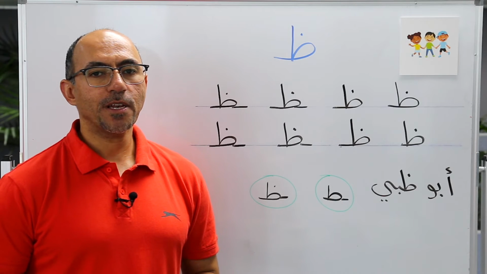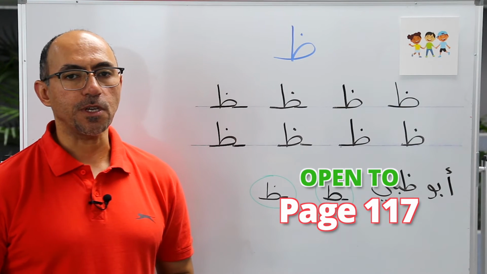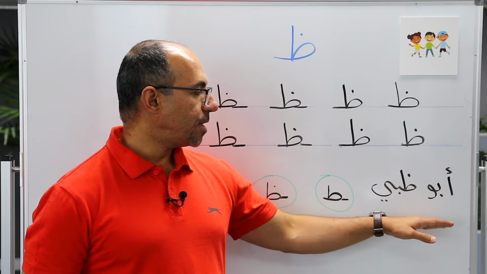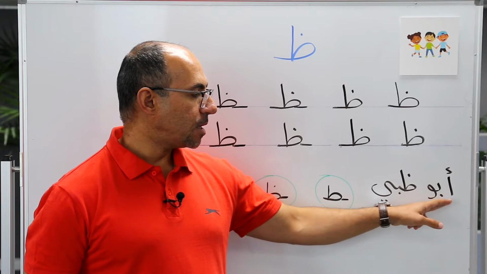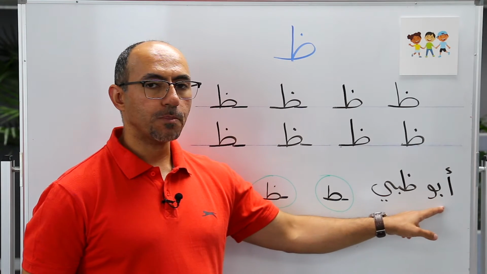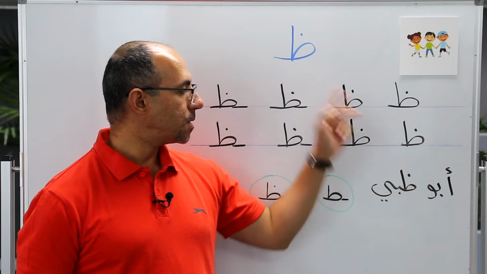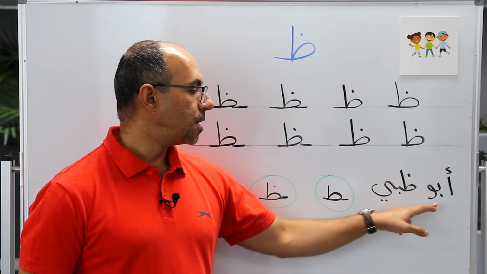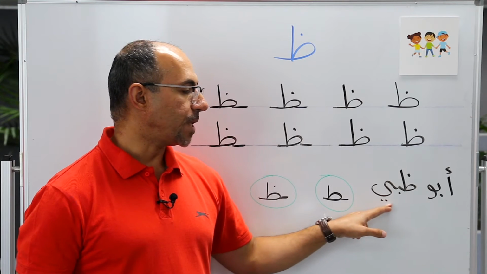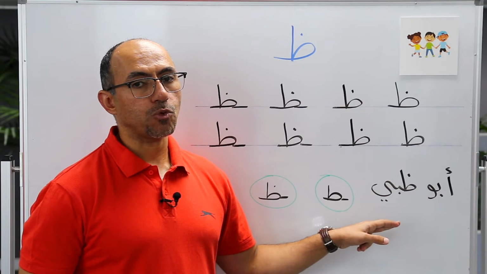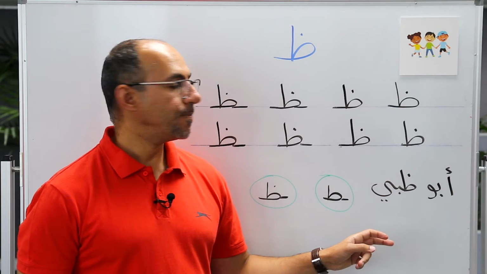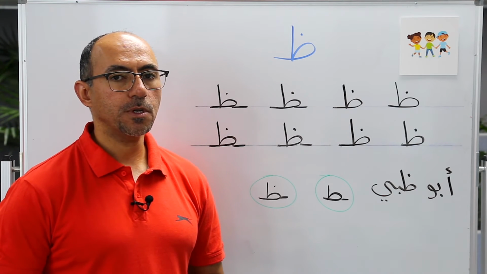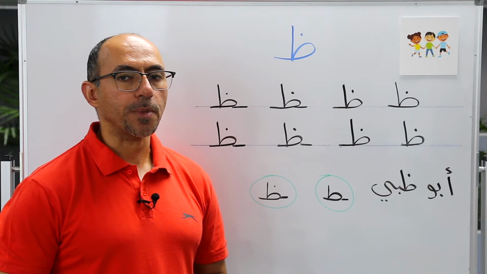All right, now let's go to page 117 to do the simple exercises that we always do. The word that shows to you here is, as you can read, Abu Dhabi. You may know that Abu Dhabi is the capital city of the United Arab Emirates. Have you been to Abu Dhabi before? In Arabic, it's Abu Dhabi.